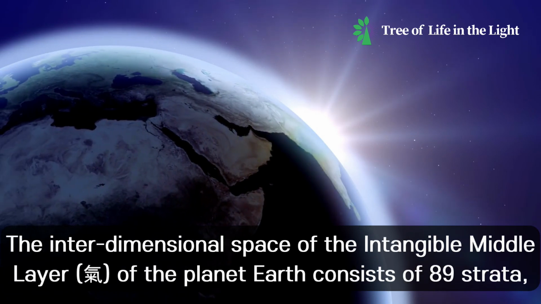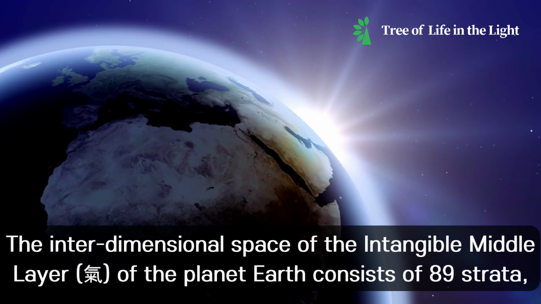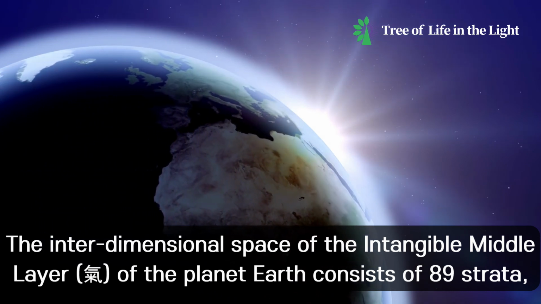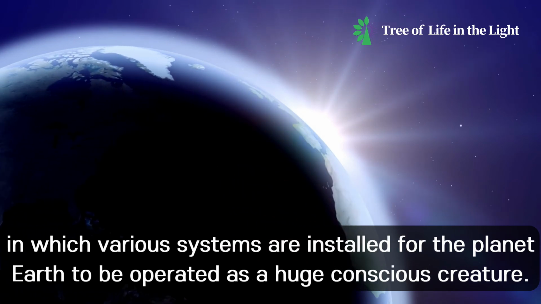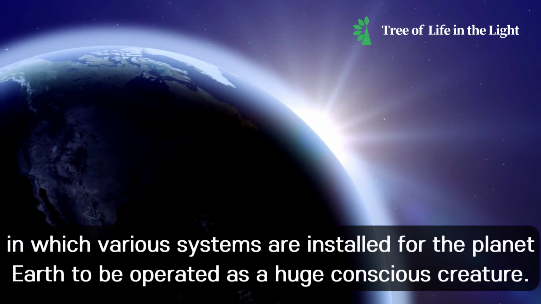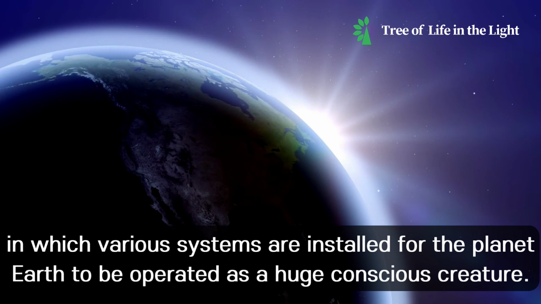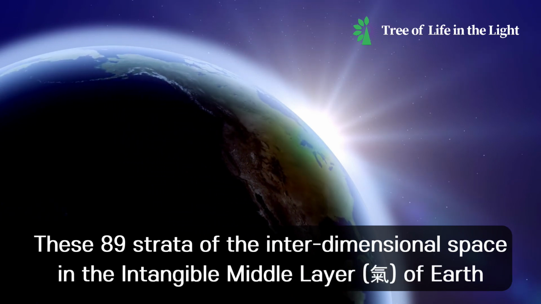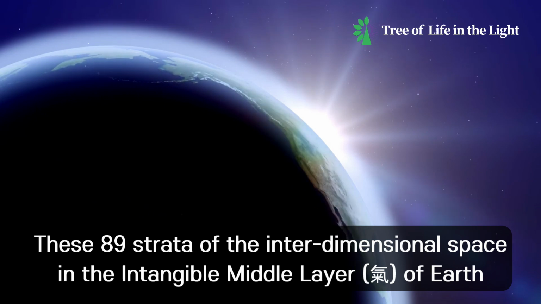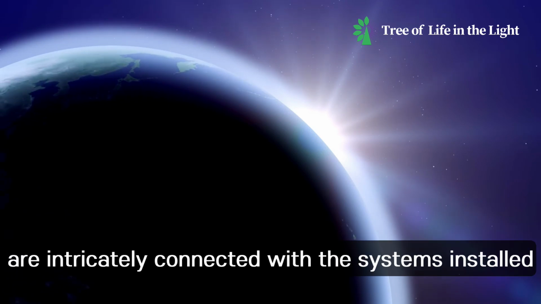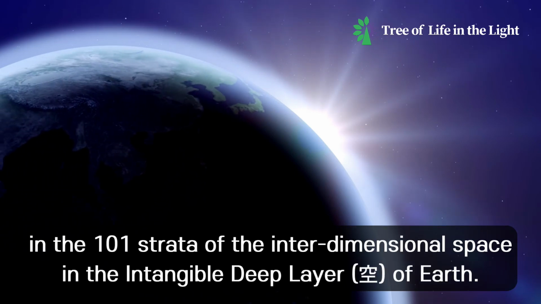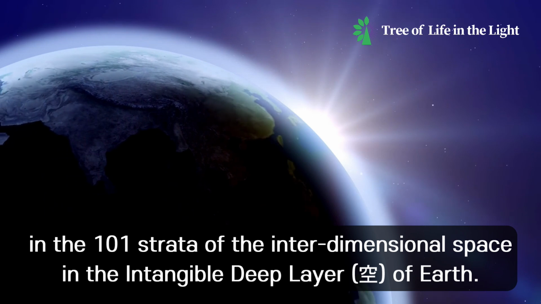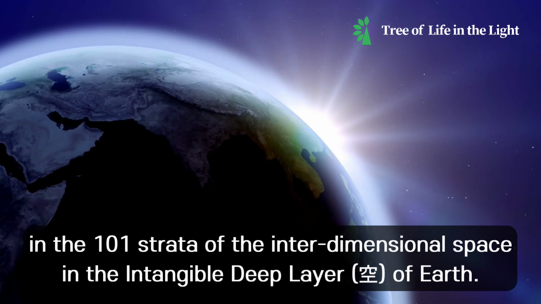The interdimensional space of the intangible middle layer of the planet Earth consists of 89 strata, in which various systems are installed for the planet Earth to be operated as a huge conscious creature. These 89 strata of the interdimensional space in the intangible middle layer of Earth are intricately connected with the systems installed in the 101 strata of the interdimensional space in the intangible deep layer of Earth.